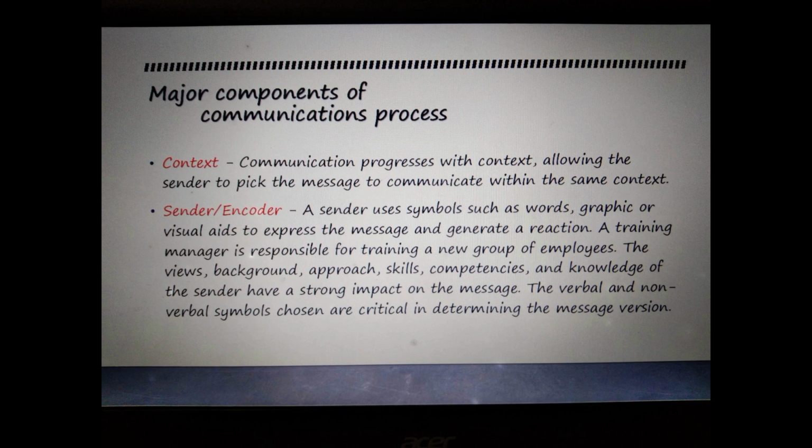Sender and encoder. A sender uses symbols such as words, graphics, or visual aids to express the message and generate a reaction. A training manager is responsible for training a new group of employees. The views, background, approach, skills, competences, and knowledge of the sender have a strong impact on the message. The verbal and nonverbal symbols chosen are critical in determining the message version.